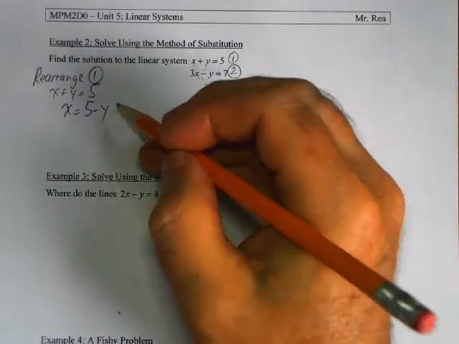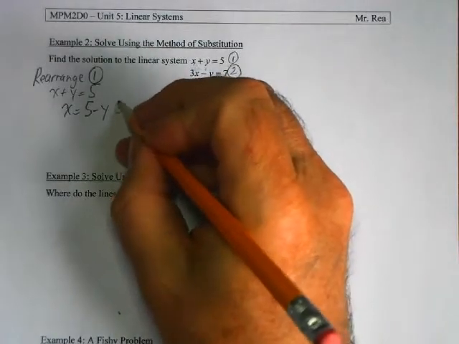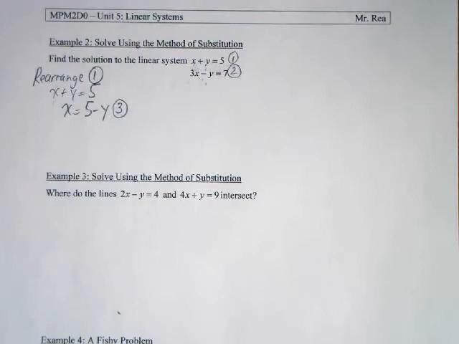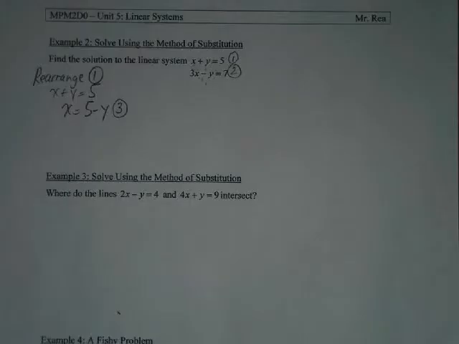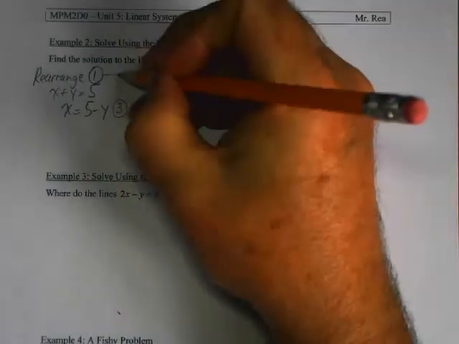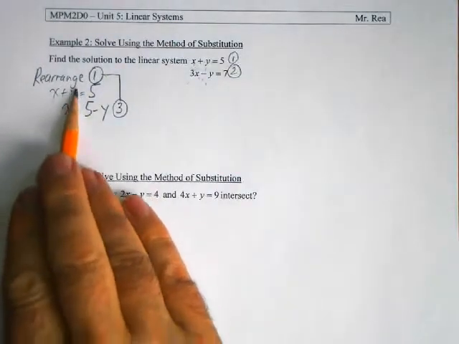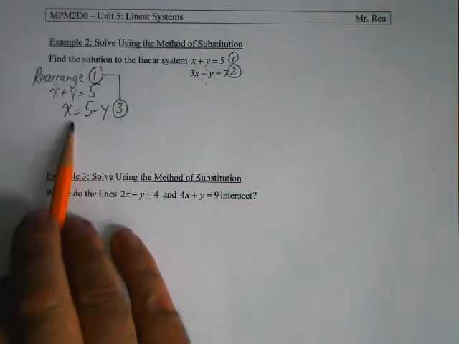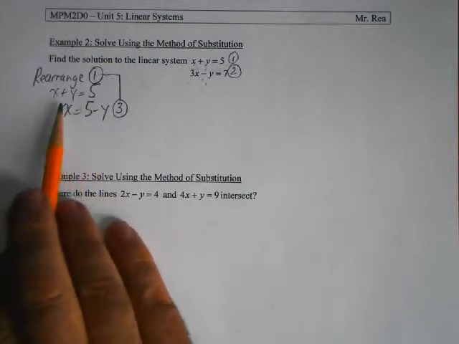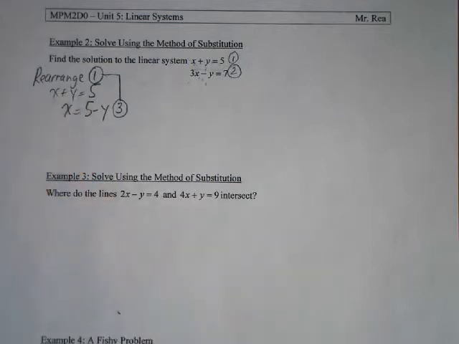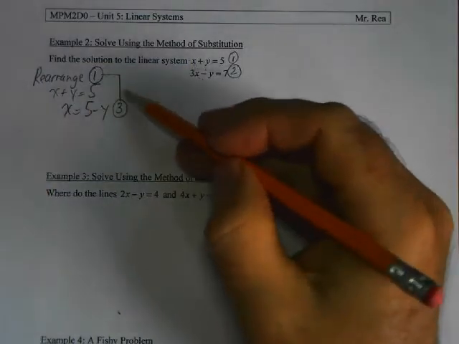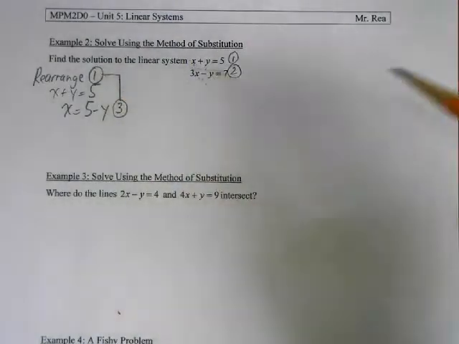Now, that's the first step. So I'm actually going to give this equation its own label, its own number, just so I can refer to it. Now, these two equations, they look different, but they're actually the same line. And that's what rearranging does. It doesn't change the actual line or the points on the line, but it just changes the way the equation looks. Okay? So equation 1 and equation 3 represent the same line.